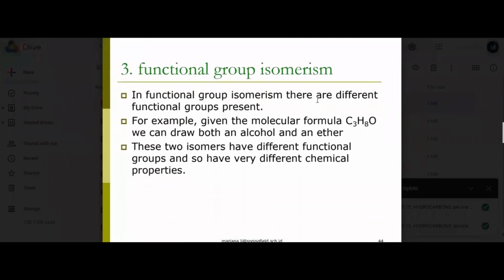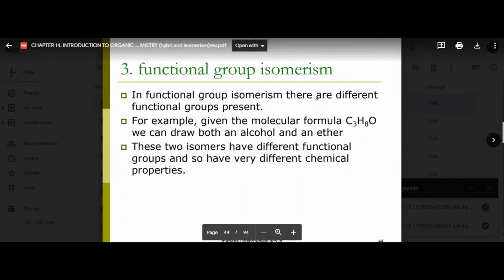Okay, we have learned about chain isomerism and position isomerism. Now it's our turn to learn about functional group isomerism. In functional group isomerism, there are different functional groups present. For example, like I told you, C3H8O, we can draw alcohol or ether. These two isomers have different functional groups and so different chemical properties.